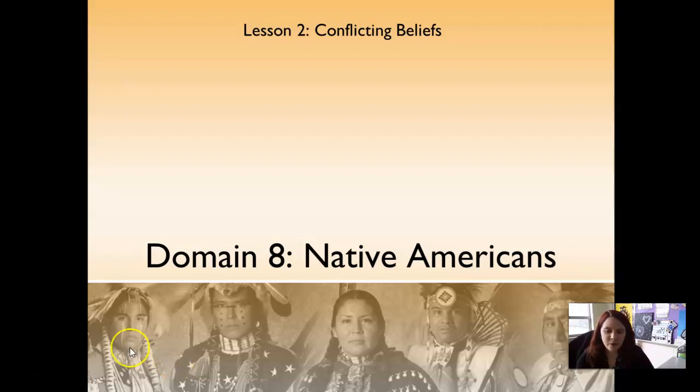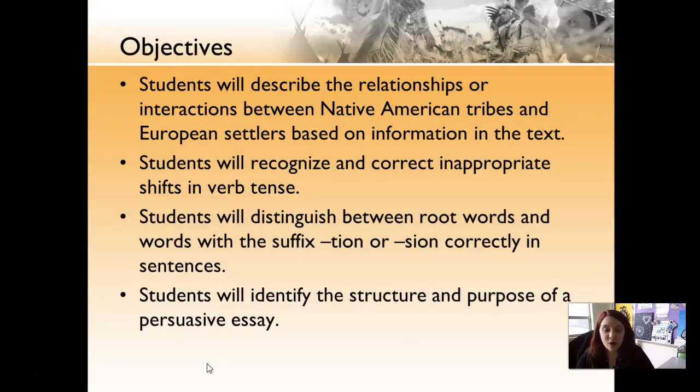Hi, 5th grade. We're on Domain 8, Native Americans, Lesson 2, Conflicting Beliefs. Our objectives are to describe the relationships or interactions between Native American tribes and European settlers. We're going to recognize and correct inappropriate shifts in verb tense.